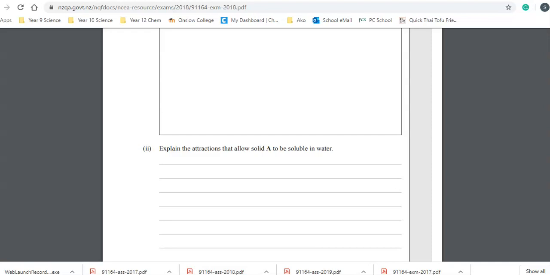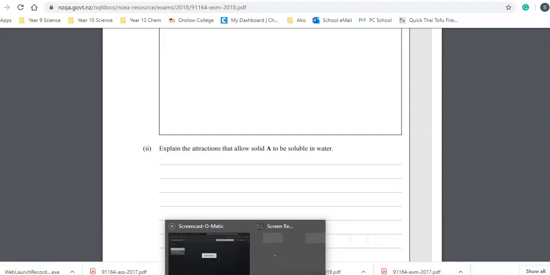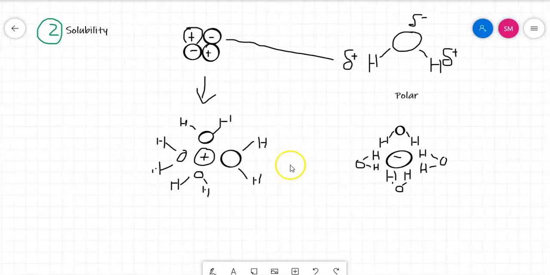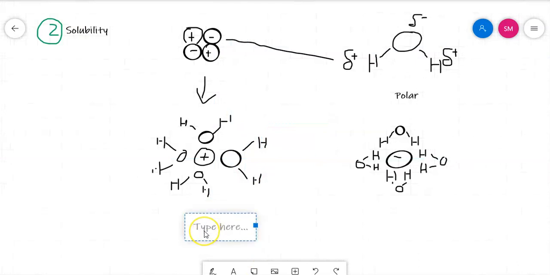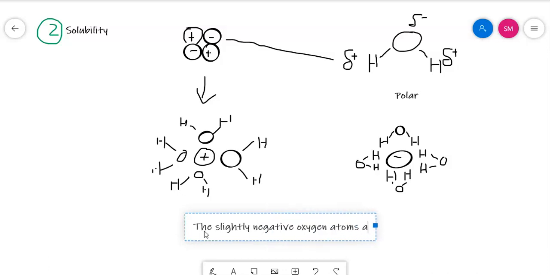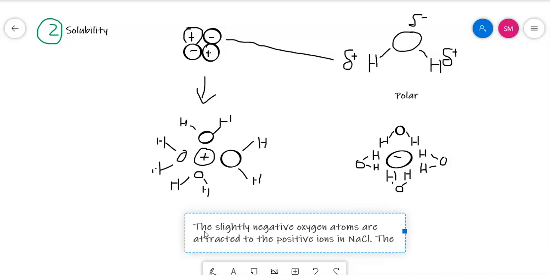So we need to talk about the attractions between the hydrogen and the anion, and the oxygen and the cation within the compound. So we would say, first of all, start with your description of an ionic compound, and then say the slightly negative oxygen atoms are attracted to the positive ions in sodium chloride, and then the slightly positive hydrogen atoms. Notice I'm calling these atoms because when it's within water, it hasn't completely lost or gained an electron, so these are still atoms.